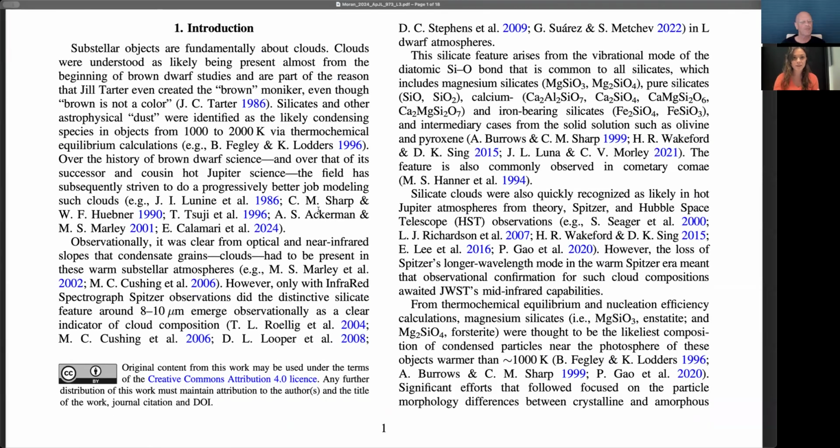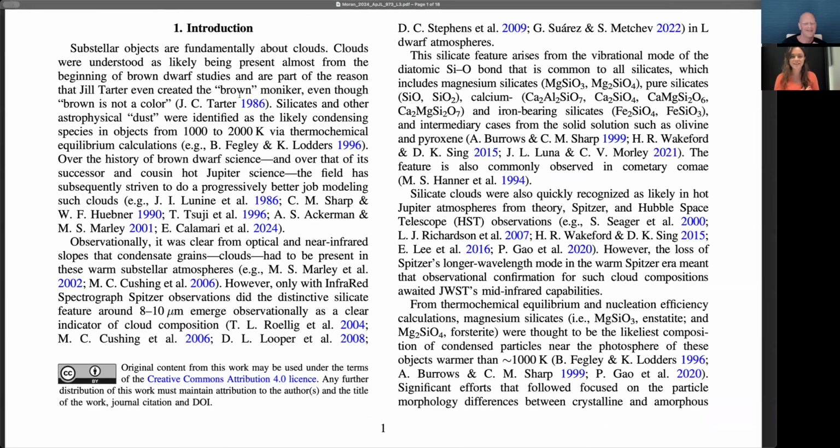The introduction is the idea that silicate clouds are a really critical part of lots of different kinds of substellar objects. That includes brown dwarfs, and that's really where the field got started. This little highlight here, that brown is not a color, was a contribution from Mark. That set the stage for this field back in the 80s, when, even with just very simple thermodynamic arguments, you would expect silicates to be the things that are condensing in these atmospheres, the things that are acting as the clouds.